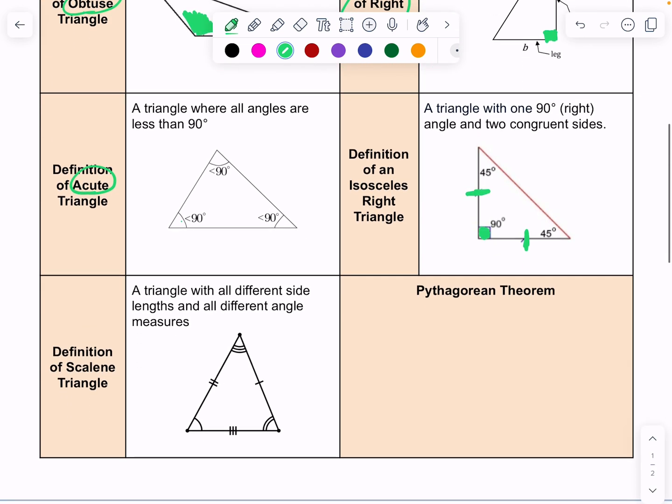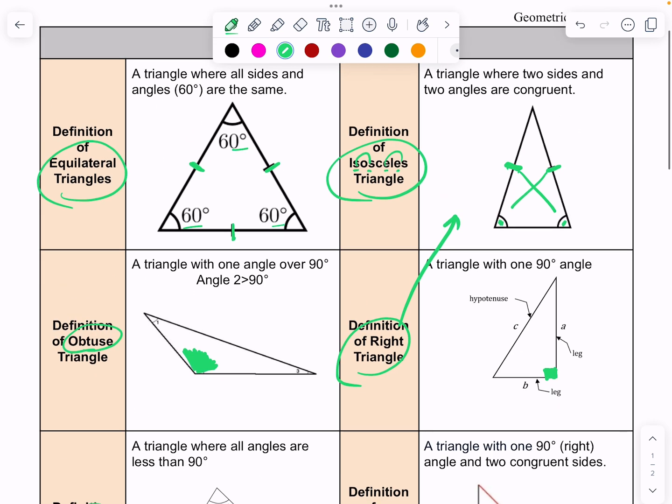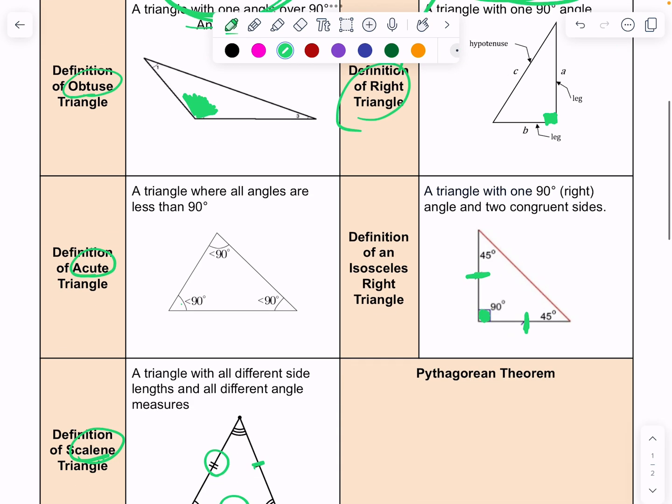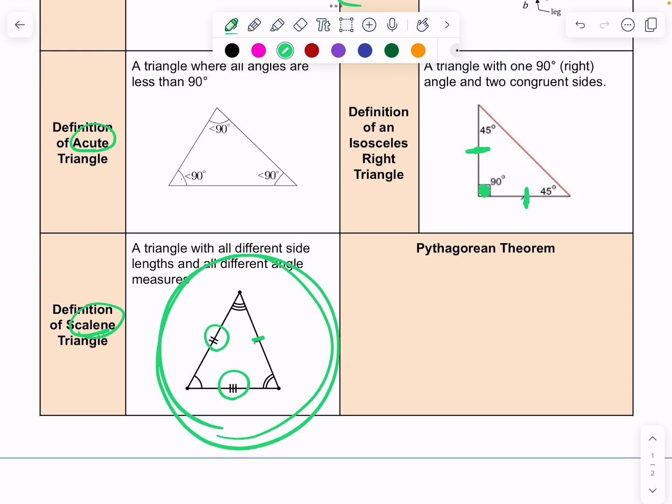And then the last is a scalene triangle, which means that all of your side lengths are different, which means you have 3 different angles as well, right? That you can see marked. So equilateral has all sides and all angles equal. Isosceles has 2 sides equal, and then scalene has no sides equal.